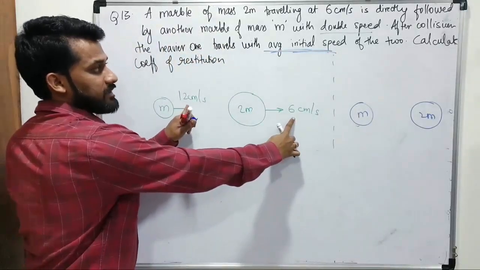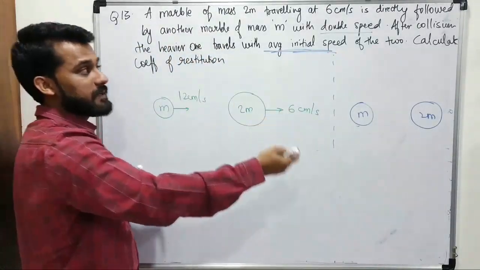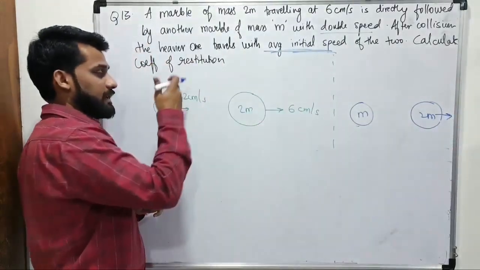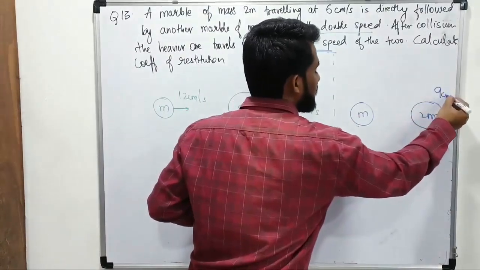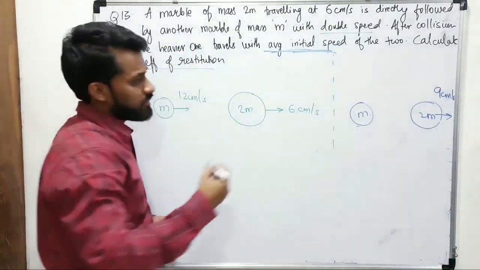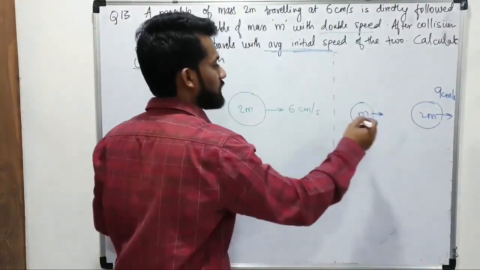The average of these two, 6 and 12, the average speed, this will travel with. 12 and 6's average is 9. This will travel with 9. Calculate the coefficient of restitution. So first we have to calculate whose speed will be what, right?